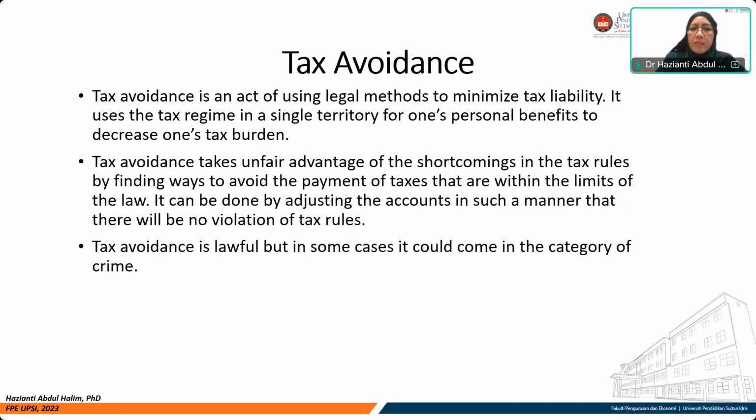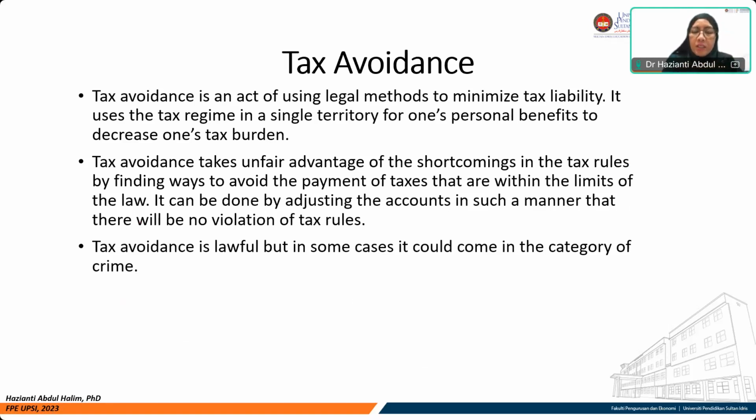The second one is tax avoidance. This is also an act to minimize tax liability, but it is a legal method to do it. What people can do under tax avoidance is use the tax regime, the tax law, for their own personal benefit to decrease the tax burden. This is actually taking advantage of the shortcomings in the tax rules. They try to find ways to avoid paying tax, but within the limits of the law.